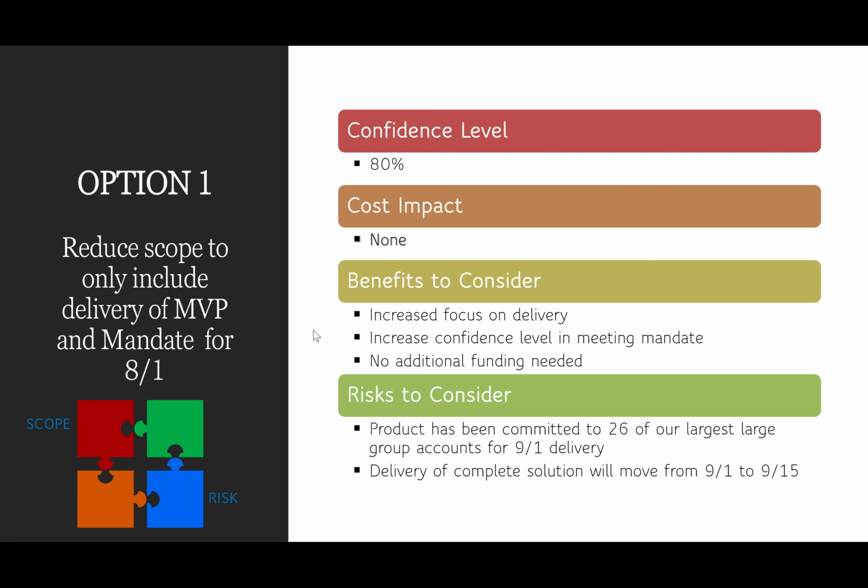Okay. So option number 1 for this example is we're going to reduce our scope to only include the delivery of the MVP come 8/1. Okay, so this is impacting the scope side of that corner and of course the risk as well. So based on what the team and I discussed, we have an 80% confidence level that if we go with this option, that we can deliver everything by 8/1, or at least deliver the MVP by 8/1.